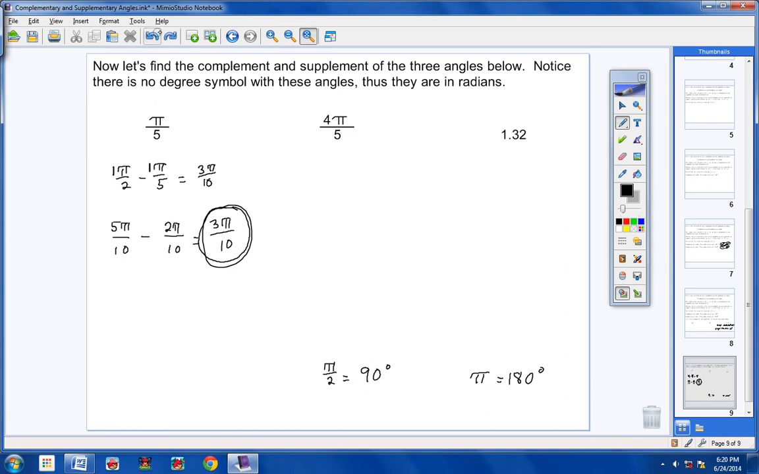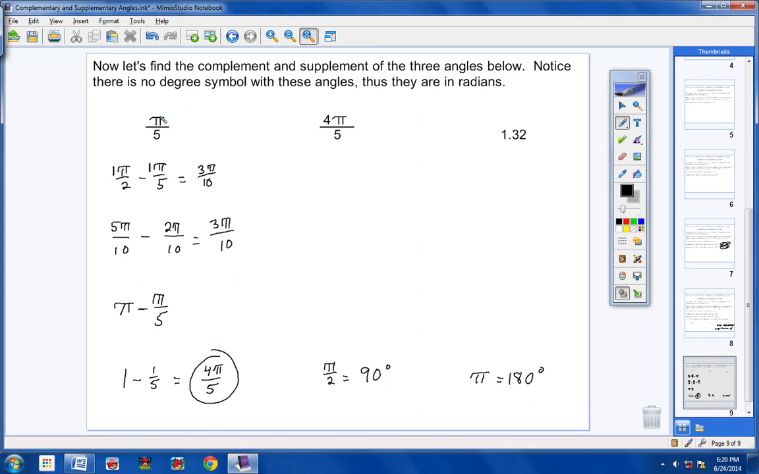Now let's find the supplement. Remember, 180 is the same thing as pi, so I'm going to take pi minus pi over 5. Now, think about that for a second. There's an imaginary 1 right here, so if you want to use your calculator, you really have 1 minus 1/5, because there's an imaginary 1 right here also. If you take 1 minus 1/5, you will get 4/5, and then go ahead and put your pi right back up here, and there, you found the supplement.